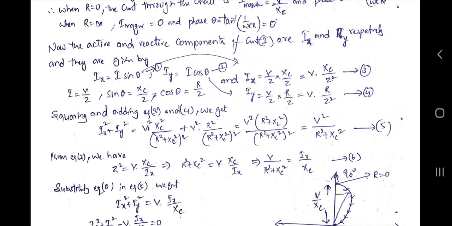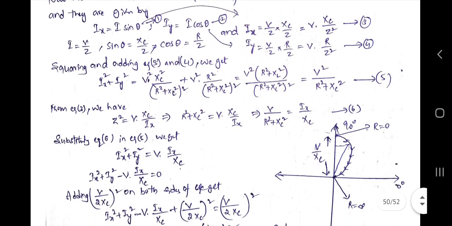So equations 3 and 4 relate to the Ix and Iy currents. Squaring both equations 3 and 4 and adding these two, you get the magnitude, that means Ix square plus Iy square, which is equivalent to V square into Xc square by Z square, plus V square into R square by Z square, which is equivalent to V square by Z square. This is the final answer for equation number 5, or V square by R square plus Xc square. Both are the same, Z square or R square plus Xc square.